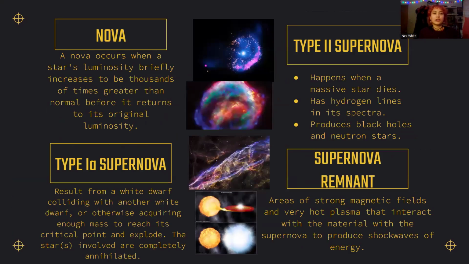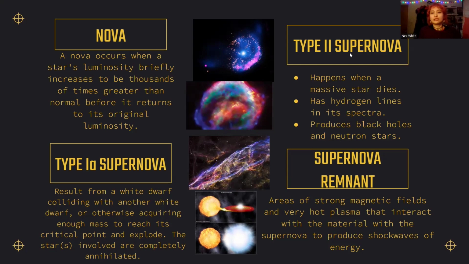Different types of deaths include nova. This is when a star's luminosity increases and decreases. You can see this in the first picture here. A type 1 supernova comes from a white dwarf exceeding critical mass and exploding. Here you can see a white dwarf doing so by getting matter from another star. And here you can see it doing so by colliding with another star.